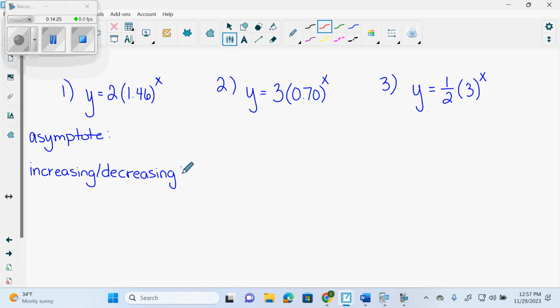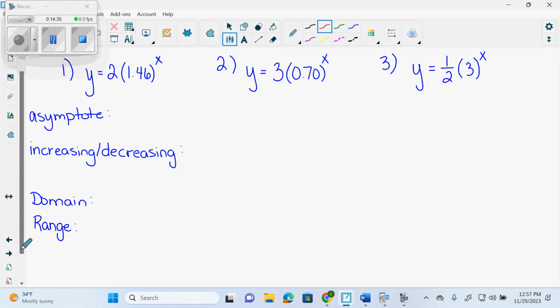I want the domain, the range, and the x-intercept and y-intercept.